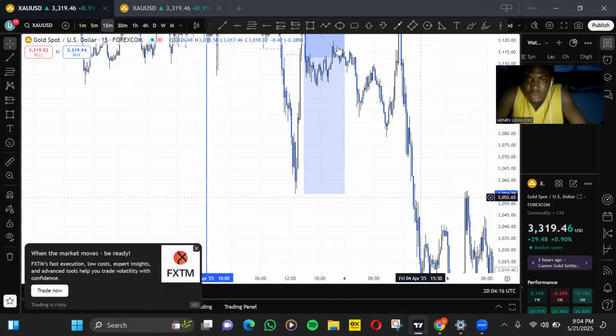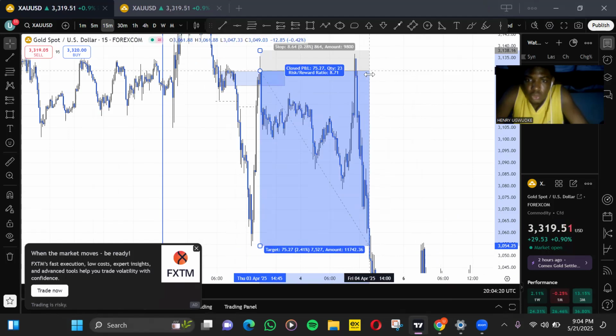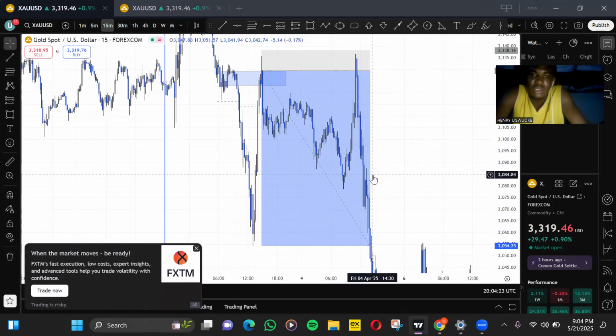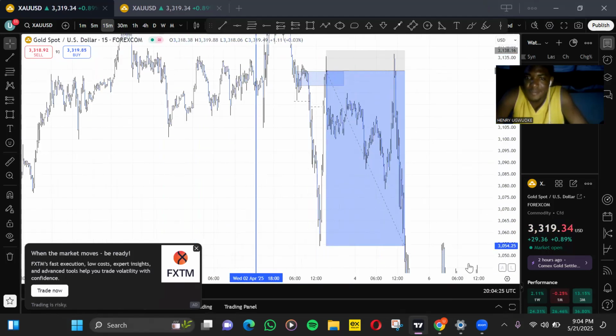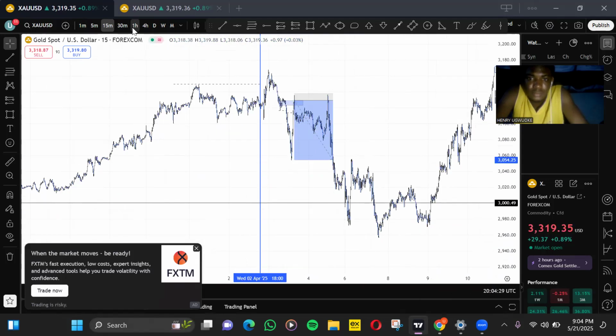So as you can see, basically we did not catch many sell setups. We caught only one sell setup, and this was over 750 pips. So let's continue going.